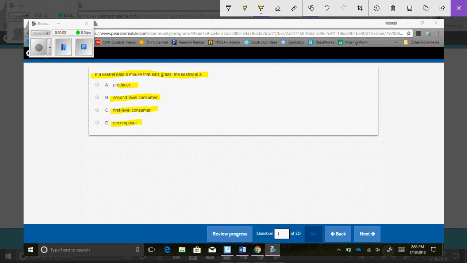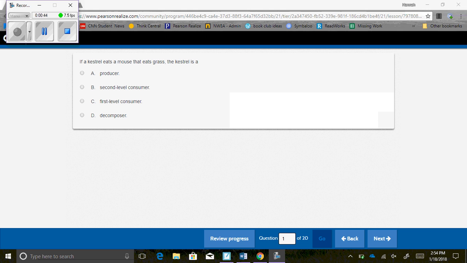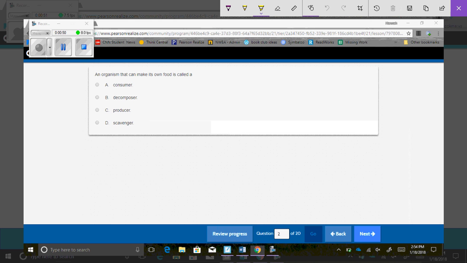If I move too fast, please feel free to pause in between questions while you look up the answer in your science book and make a choice. Question number 2 is, an organism that can make its own food is called A, consumer, B, decomposer, C, producer, and D, scavenger. Now I'll be highlighting as I read so you know exactly where I'm at.